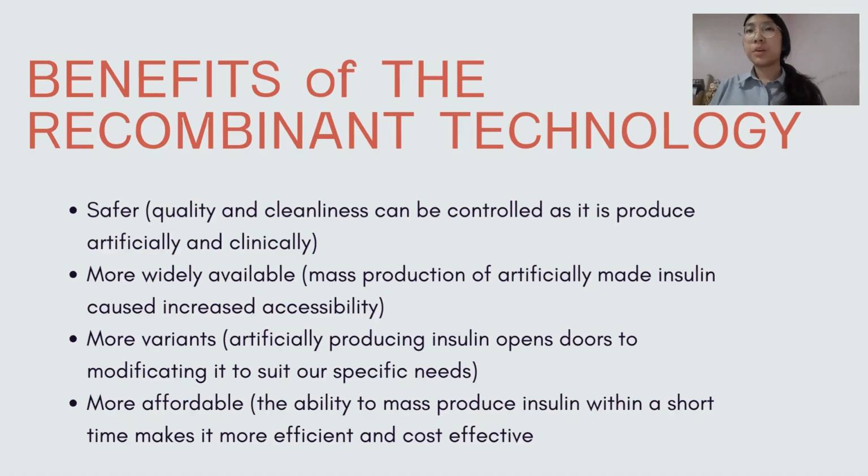Next, I will discuss the benefits of the recombinant technology. So first of all, it is safer because the quality and cleanliness of the insulin hormone can be controlled as it is produced artificially and clinically. And then it will be more widely available as it is mass produced by using artificial methods, which causes it to have increased accessibility to us. And then it would also have more variants because it is artificially made.